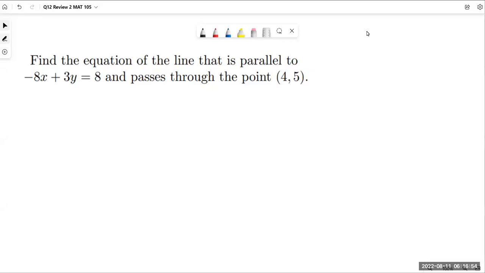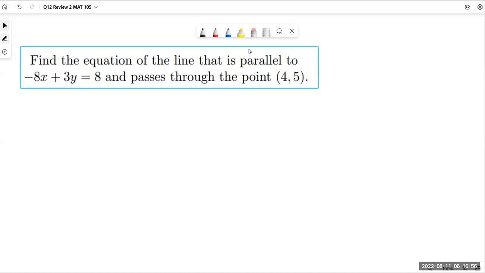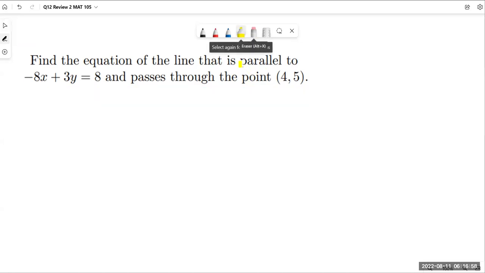All right, so in this question, we want to figure out the equation of the line parallel to this equation and passing through the point (4, 5). You notice here, they just said equation. They did not specifically say any form. So I'm going to do the three forms anyway, right?